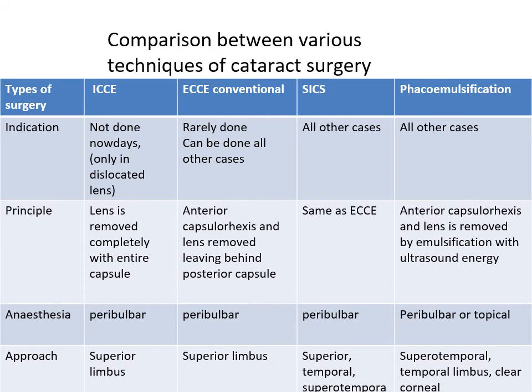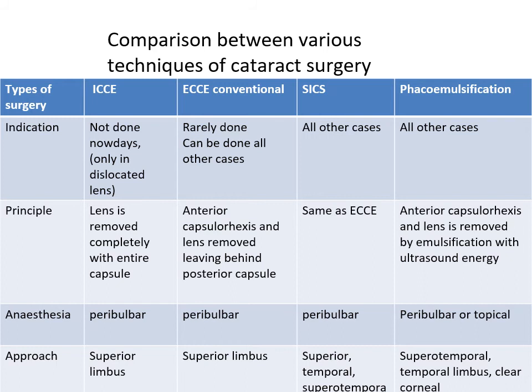ECCE is the conventional technique, which is also rarely done nowadays because it has a larger incision and post-operative astigmatism, so it can be done in a few cases. Then SICS is done in the majority of cases, generally where there are a large number of surgeries. Phacoemulsification is the preferred technique nowadays.